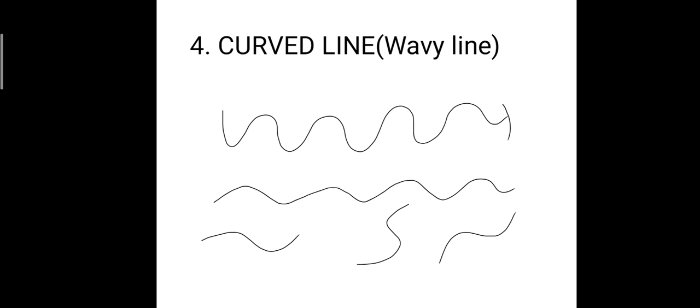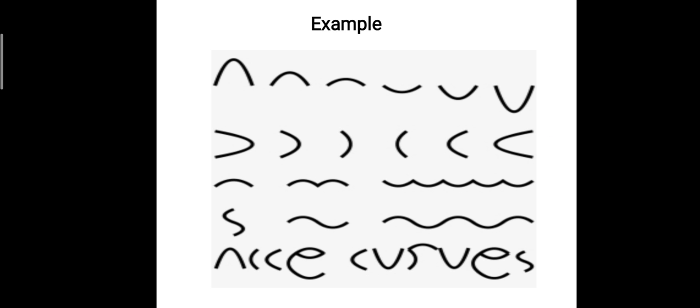Okay, and many of you must have curly hair. So curly hair is an example of a curved line, wavy line. And many of you like Maggi noodles a lot. I know that's not good for health, but I'm giving you the example of Maggi noodles. Noodles are also an example of a curved line. Let's see another slide for examples.